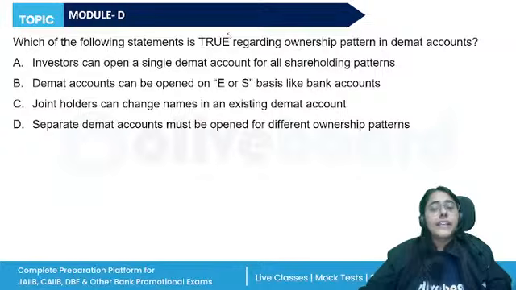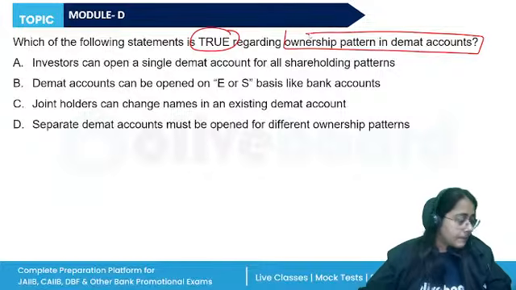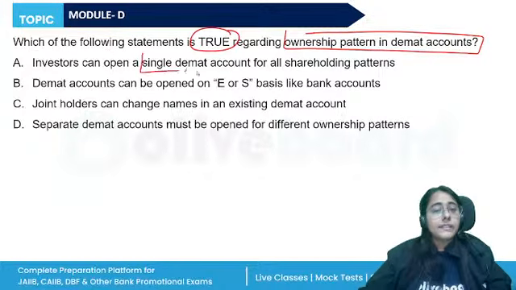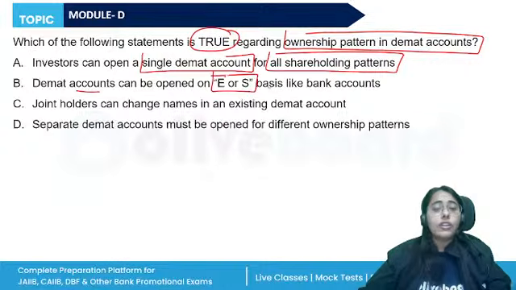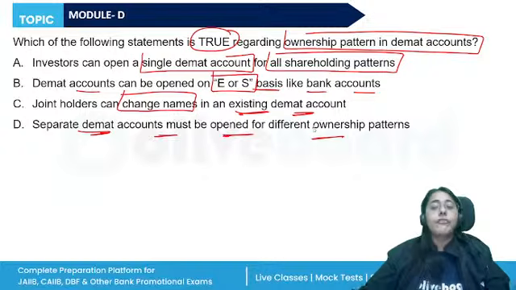Which of the following statements is true regarding the ownership pattern in the demat account? Investors can open a single demat account for all shareholding patterns. Demat accounts can be opened on an either or survivor basis like the bank account. Joint holders can change names in the existing demat account. Separate demat account must be opened for different ownership patterns.